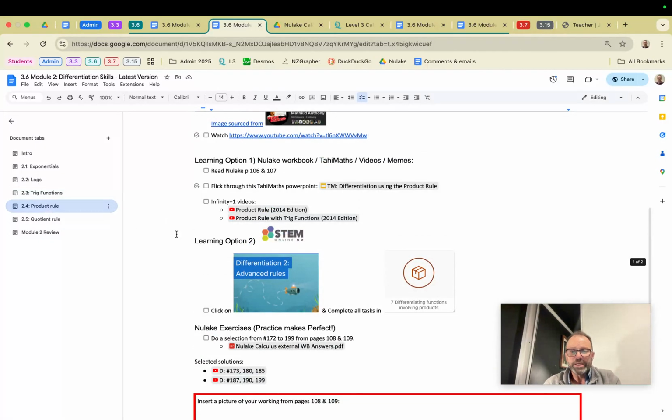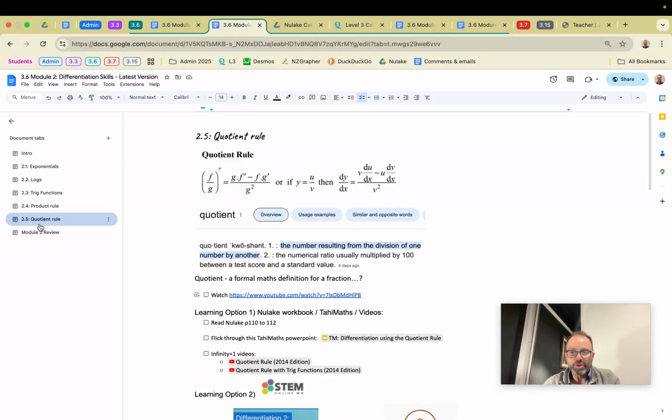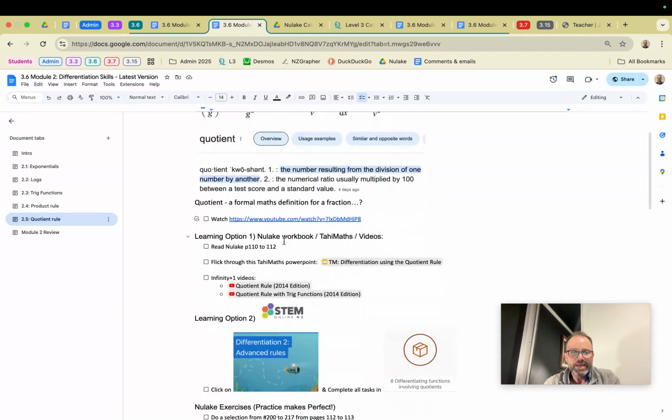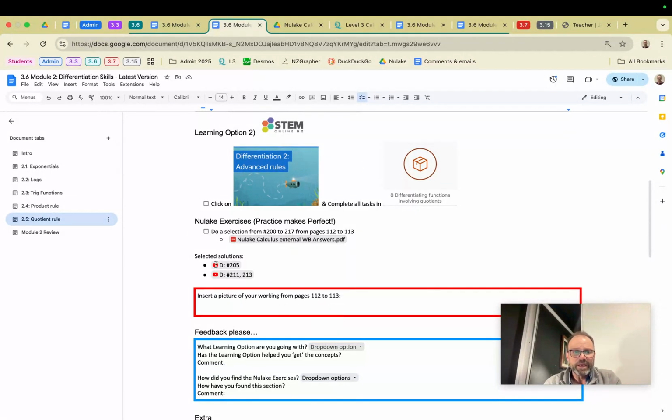The product rule is huge. You'll need to know this. Once you understand the rule and practice it heaps, you'll get the confidence. Hopefully you'll be like this guy here, chill. Can you apply the product rule and get a nice, elegant solution like this? The quotient rule is up there with the product rule. And again, practice, practice, practice.